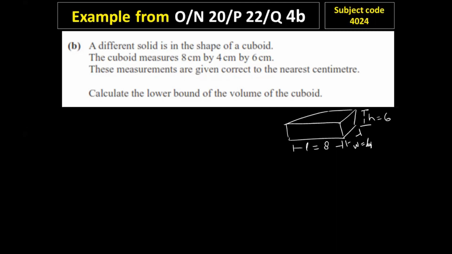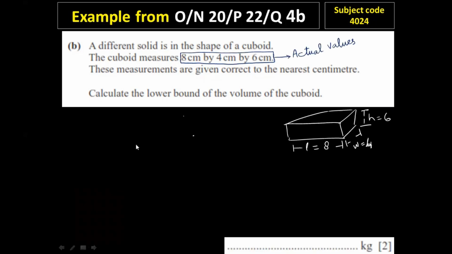Volume of cuboid. Before starting the solution, you should know where is the actual value and where is the error. Now, the actual values are 8 centimeter by 4 centimeter and 6. Length is 8, width 4, and height is 6 centimeter. And the key for error is nearest 1 centimeter. Your error will be 1 over 2, means 0.5 centimeter.